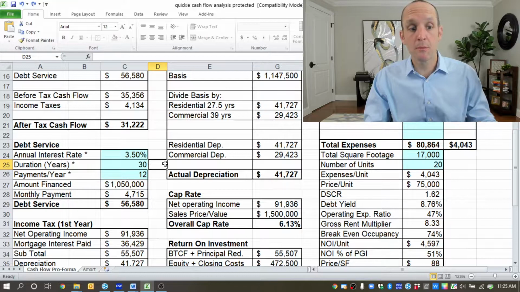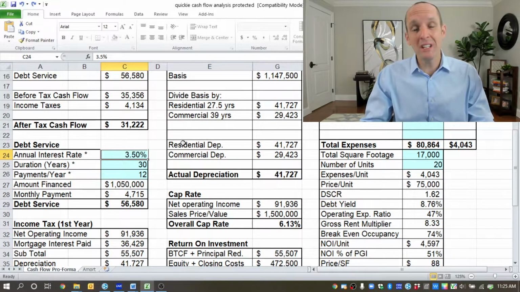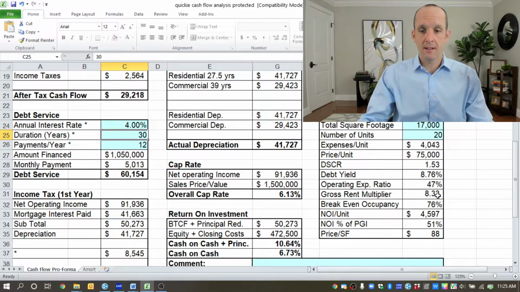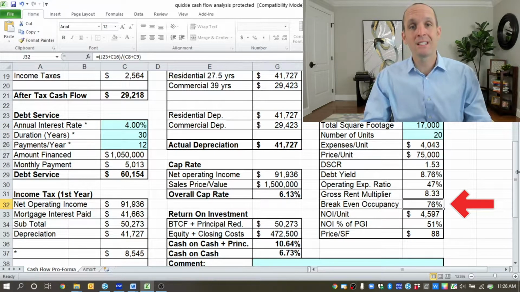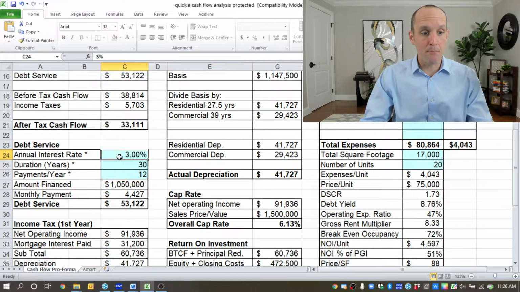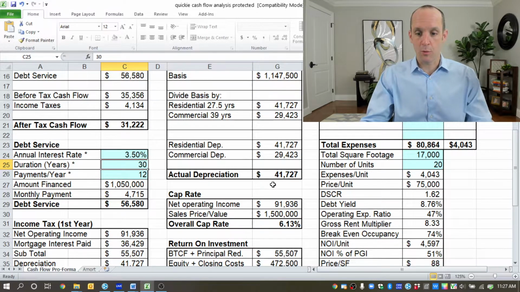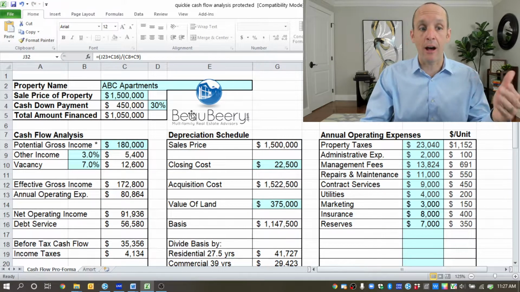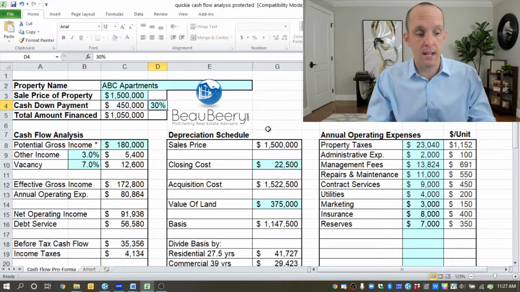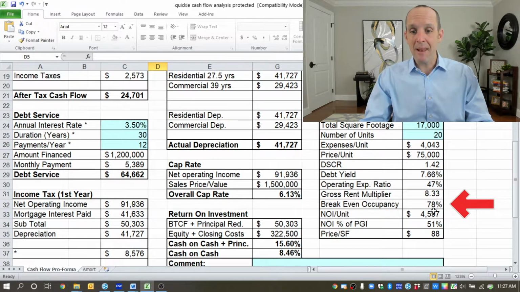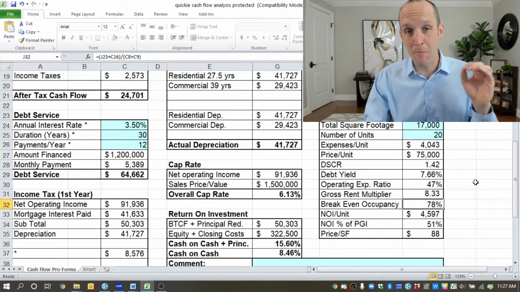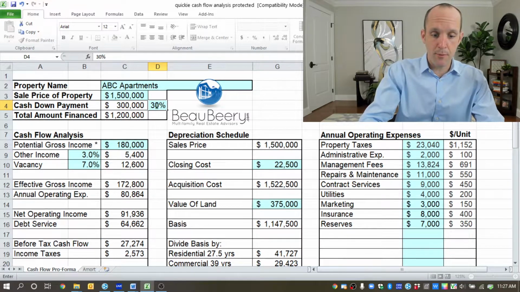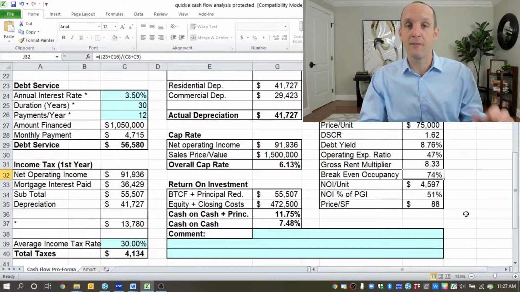Let's play around with some numbers. Let's assume that we couldn't get a 3.5% interest rate and we can only get 4%. We just went from 74 to 76%. Okay, let's take it back to the 3.5%. So we're showing our 74% break-even occupancy. Now let's look at the effect of down payment. What if we took it from 30% to 20%? Not much of a difference, but let me show you the biggest effect on break-even occupancy. Let's take this back to the 30%, so that we're showing our 74%.